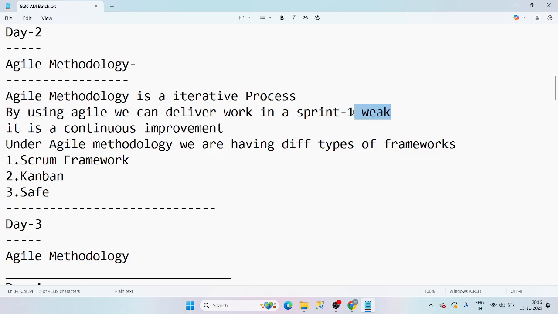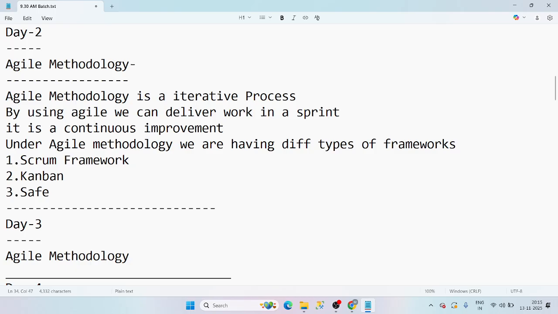After that, what are we doing, guys? We are going for sprint 2, and we are doing the iterative process again. Like that, in sprint 1 we have delivered 5 tickets. In sprint 2, we are delivering another 5. That is called continuous improvement. Delivering the piece of software continuously is called continuous improvement. Up to here, understood, guys?